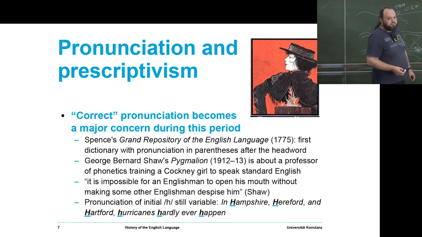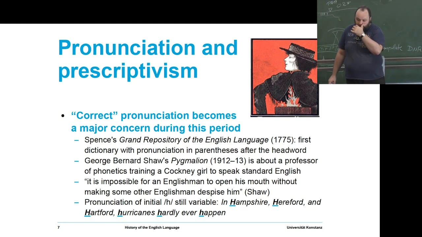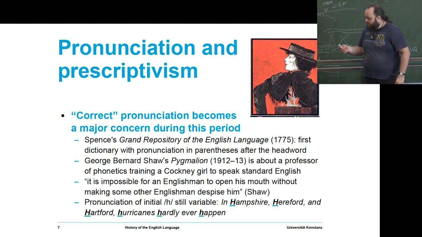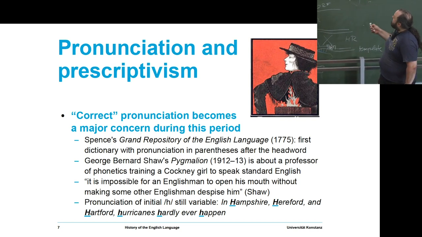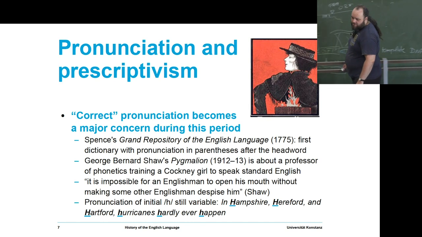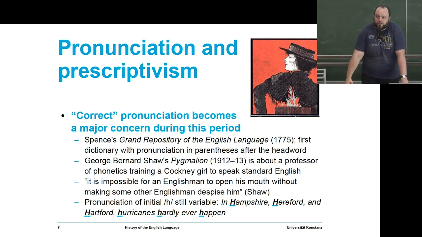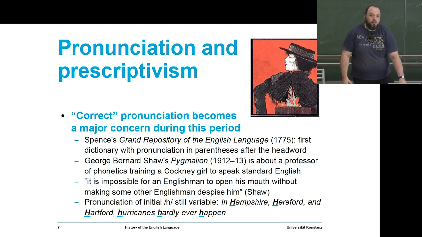Interestingly, this isn't just sort of a fantasy story. This kind of thing was actually going on at the time, and people like Bernard Shaw were very aware of this. He says it's impossible for an Englishman to open his mouth without making some other Englishman despise him, which I think is probably still true today. And Shaw was actually quite aware of what was going on in linguistics at the time as well. So Henry Higgins, the professor, is actually modeled after an actual phonetician and historian of the English language, Henry Sweet, who's quite a famous figure in the history of English.